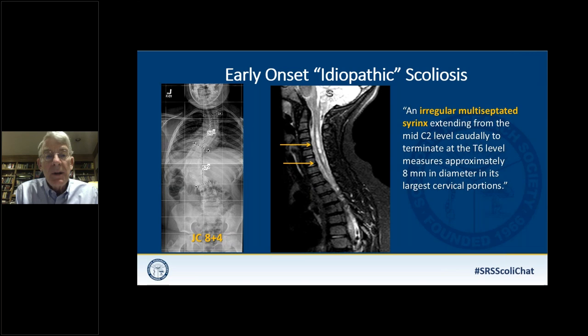Because this is what can sometimes show up. Here is an eight-year-old that came in with no obvious neurologic deficits. She got an MRI, which showed this large cyst in her cervical spinal cord that required neurosurgical intervention before considering managing the scoliosis. Next slide, please.